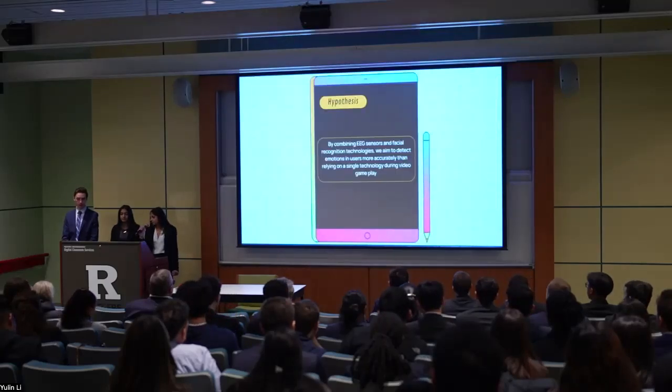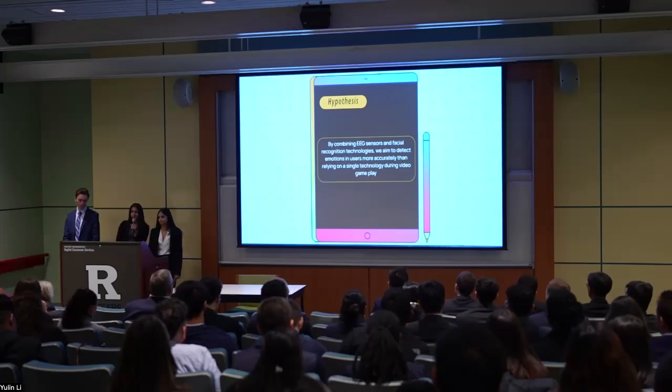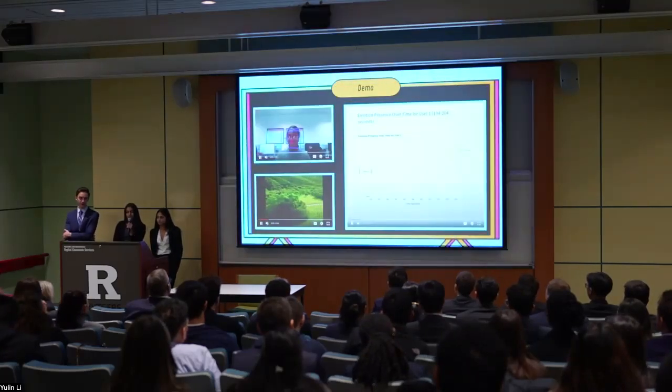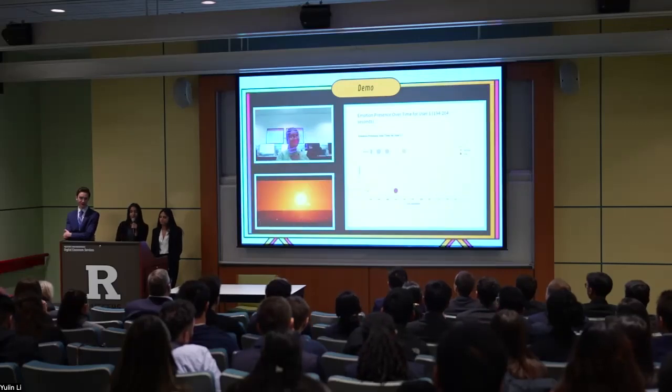So with this innovation, our group hypothesizes that by combining EEG sensors and facial recognition technologies, we aim to detect emotions in users more accurately than relying on a single technology, but more specifically in the video game setting. This next slide will show a demonstration of our system in action when a participant felt scared while watching a video. As you can see to the dashboard to the right, the dominant emotion switches from neutral to fear when the participant looks scared.